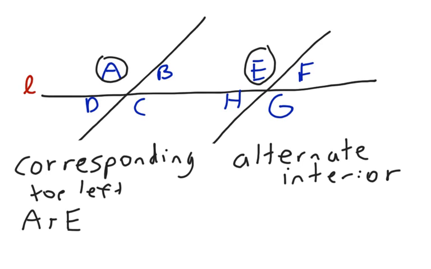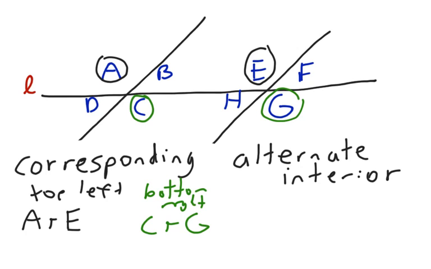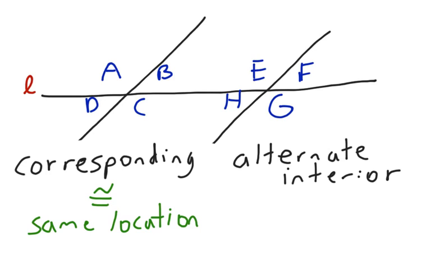What would correspond with angle C? I'd say angle C is the bottom right. And look over here on the right side at E, F, G, and H. Which angle corresponds with C? I'd say G is going to be the bottom right. So we could say C and G are corresponding. And then angle D and angle H are corresponding. And angle B and angle F are corresponding. And corresponding angles are going to be congruent. So we can say corresponding angles are congruent and they're in the same location.